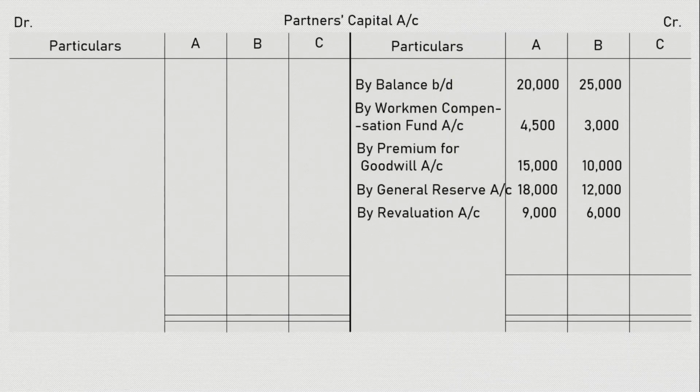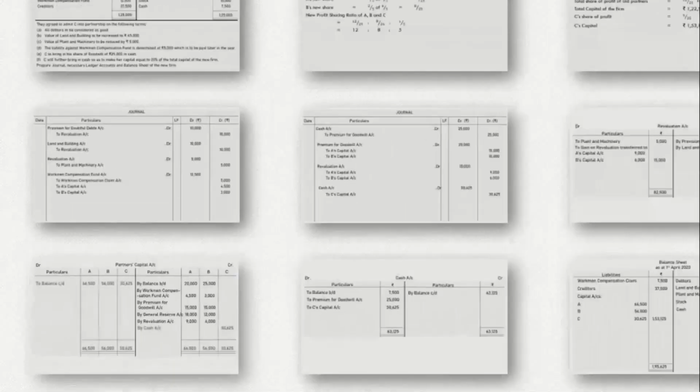So first, let's come here. This is our second method which we studied in our video of adjustment of capital. Let's see. A's balance is 20,000 plus 4,500 plus 15,000 plus 18,000 plus 9,000. That is 66,500. For B, 25,000 plus 3,000 plus 10,000 plus 12,000 plus 6,000. That comes to 56,000. But we will not write this here. Let's go to our working note. Calculation of new partner's capital.